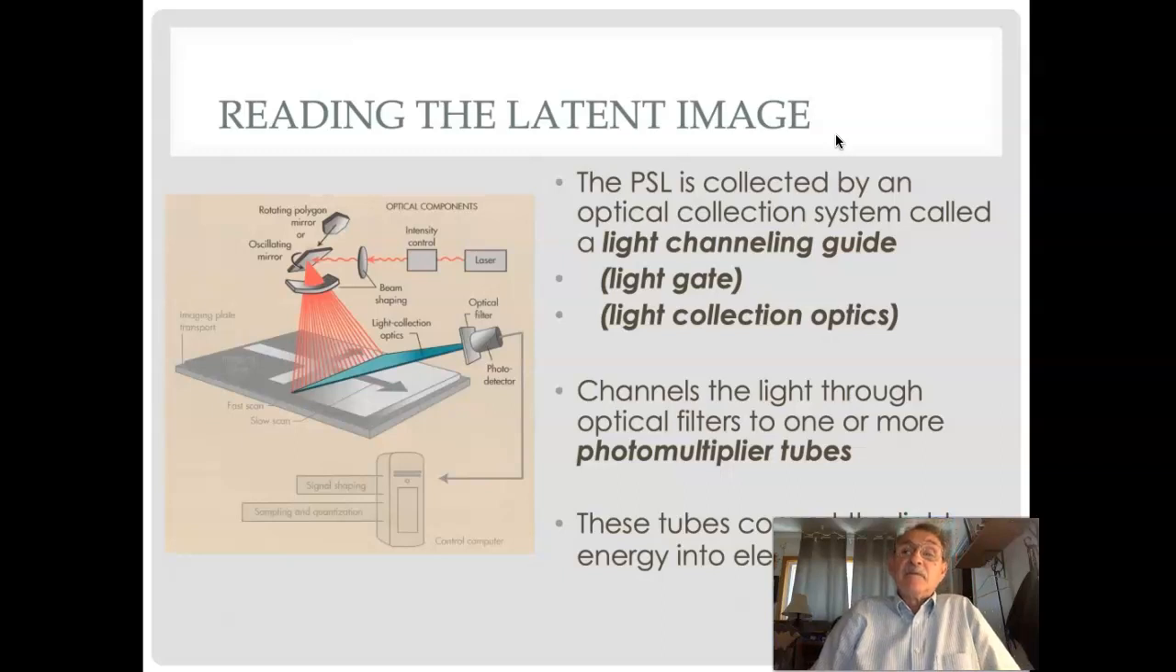The photostimulable luminescence is collected by an optical collection system called a light channeling guide, and that consists of the light gate and the light collection optics. You can see them. The light collection optics is there, the light beam of the blue-purple resultant light coming off of the image plate. This channels the light through optical filters to one or more photomultiplier tubes, and these are the tubes that convert the light energy into electrical energy.